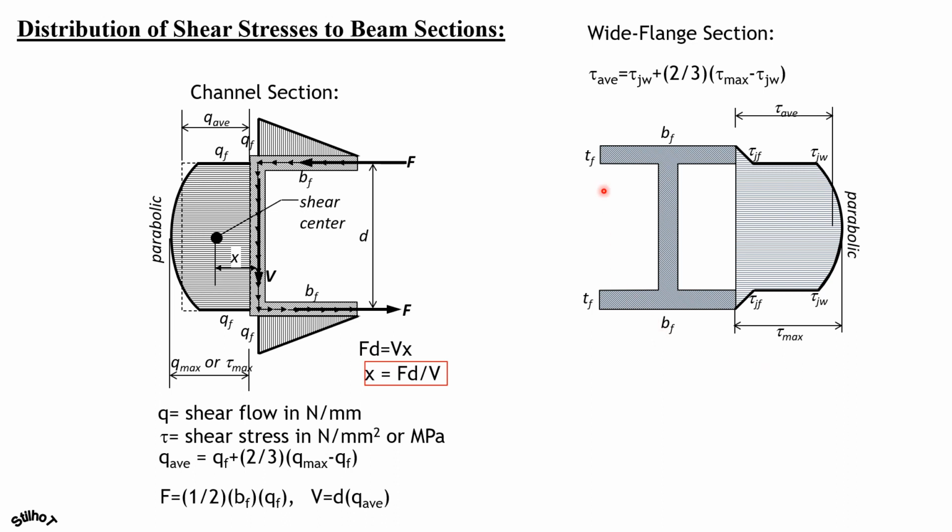So these are the elements of the wide flange sections. And that's the thickness of the web, overall depth. Then if this is the shear force carried by the web alone, then it is equal to shear stress average times area of the web. So that's it for this distribution of shear stresses to beams.